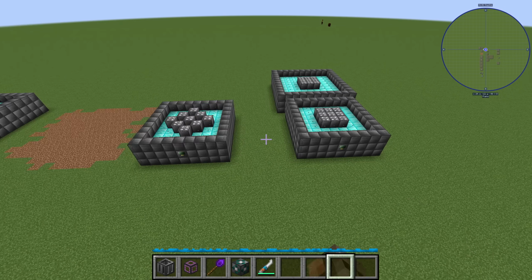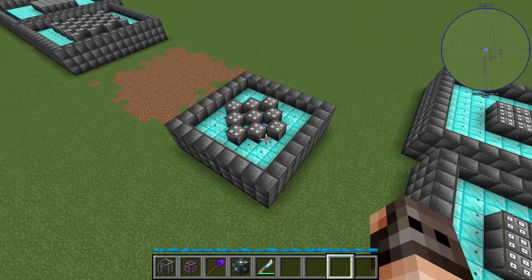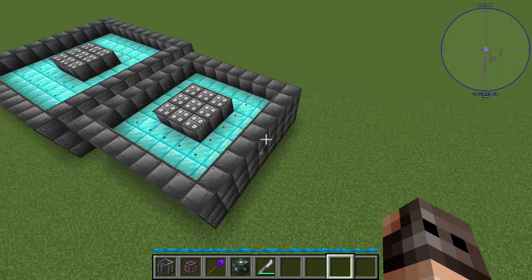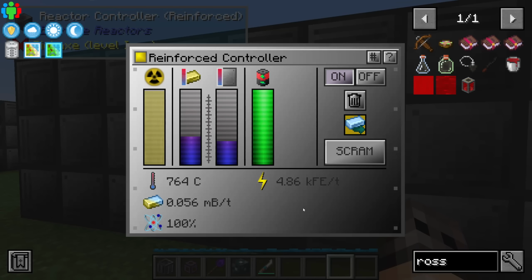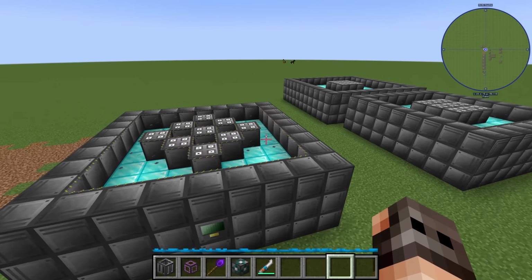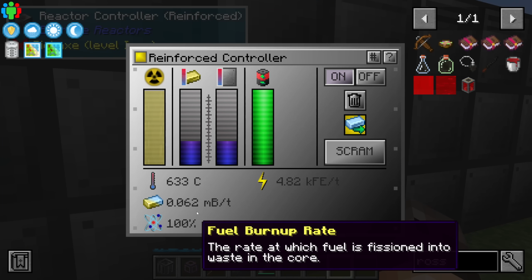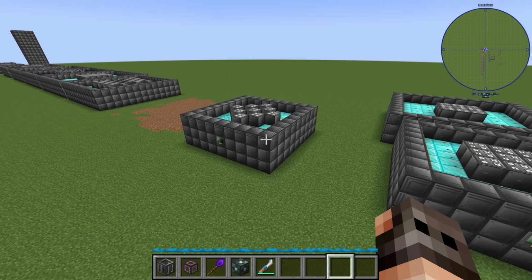Another difference between the 2 mods is the checkerboard pattern and everything in the center. The wiki tells you to go with a checkerboard pattern, but with equal fuel rods, everything in the center gives you 4860 RF per tick, and the fuel burn up is 56. The checkerboard one only gives you 4820 RF at 62 fuel consumption. So yeah, it's significantly worse.